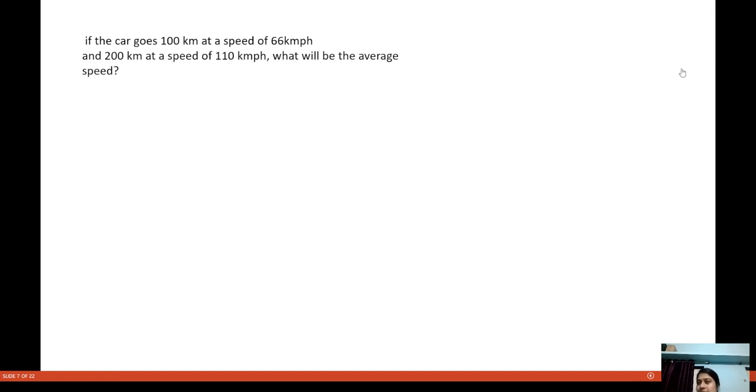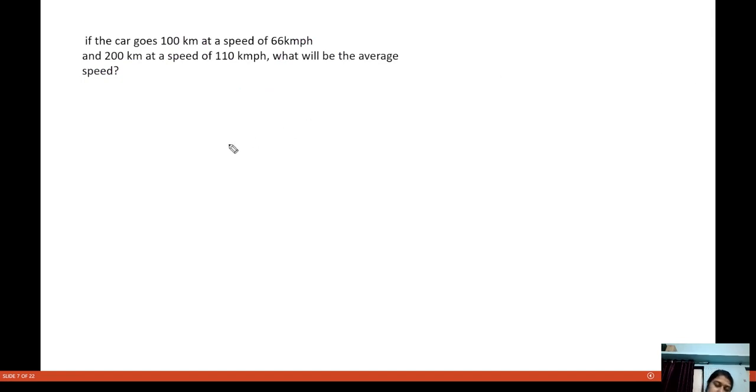Now let us look at the next question. Understand this thing. If the car goes 100 kilometer at a speed of 66 kilometer per hour, and 200 kilometer at a speed of 110 kilometer per hour, what will be the average speed?